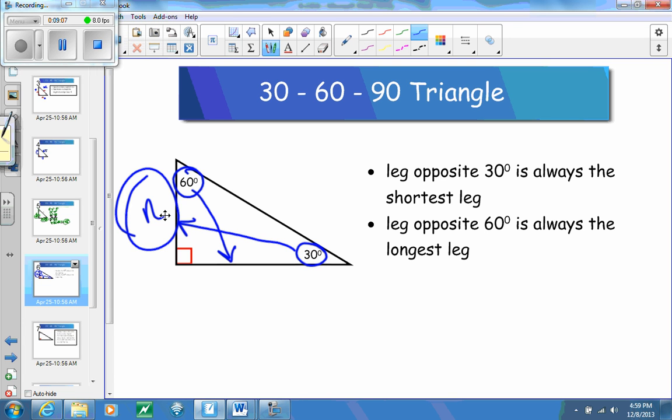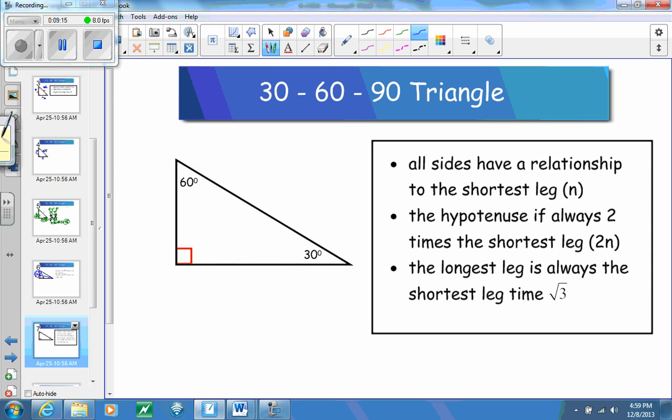That's what everything's going to be in relation to. So that's what I'm going to let be n. I'm going to go to the next slide right here because here is where I have it all. It says all sides have a relationship to the shortest leg. My shortest leg is opposite of the 30 degrees, so I'm going to let that be n, my variable that I'm looking at.